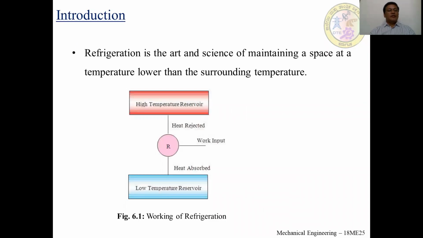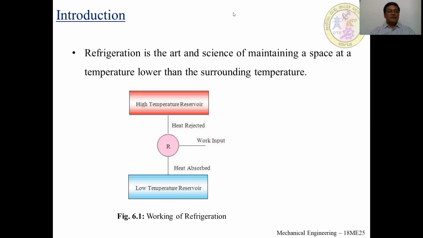So, coming to the introduction, first we'll try to understand the refrigeration process, then the basic working principle of the refrigeration system. Refrigeration means cooling a space or system to a lower temperature, or maintaining its temperature lower than the ambient or surrounding temperature. This is called a refrigeration system, and the device used for this purpose is called a refrigerator.